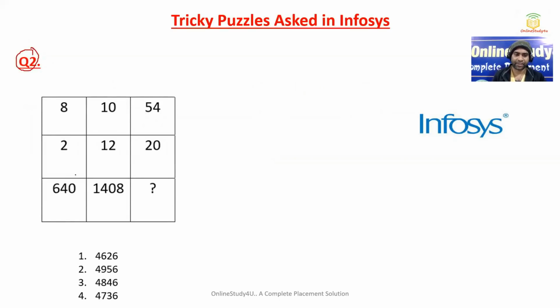So 8, 2, 640, 10, 12, 1408, 54, 20, and then what? Now, friends, it is definitely sure that this 2 is giving this, because you are getting a bigger number. So what you have to do here is 8 plus 2. 8 plus 2 will be what? 10. And 10 into 64 will be what? 640. Then 10 plus 12.